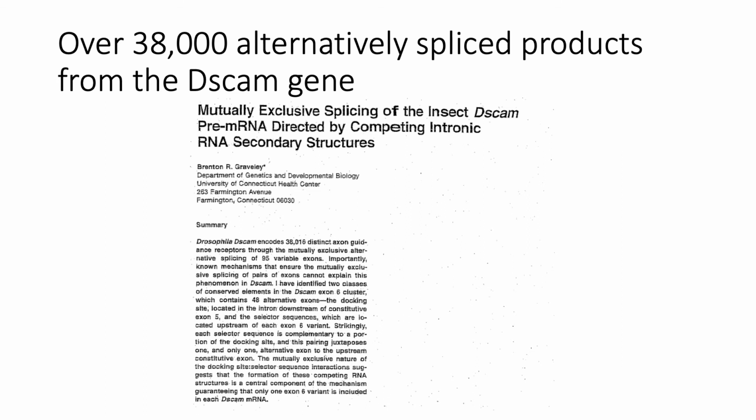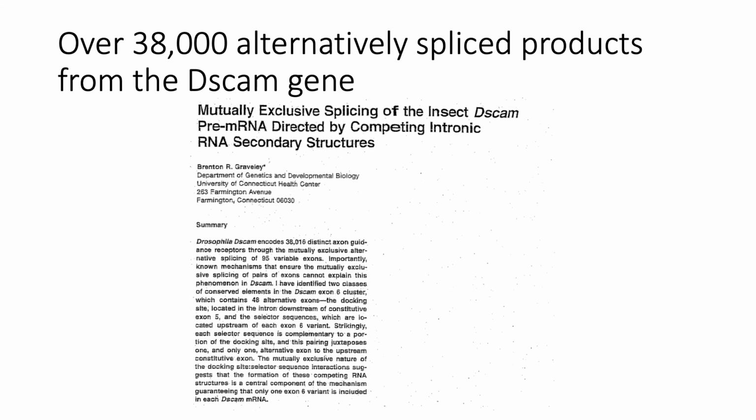So here is probably the most amazing thing that I've ever seen, or many people have ever seen, from a single gene. This is in Drosophila, but it doesn't matter. It codes receptors on the cell surface of axons. But from a single gene, a single primary transcript, they've identified 38,000 different spliced products.